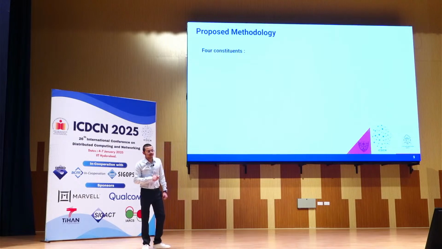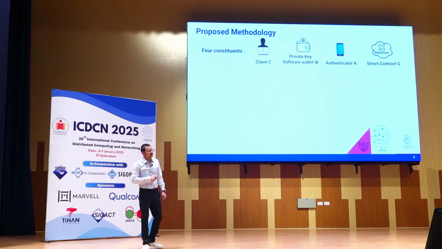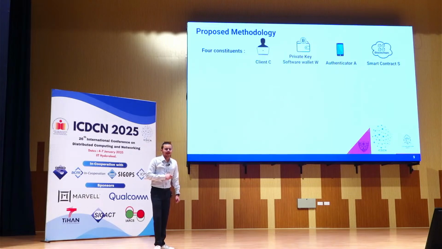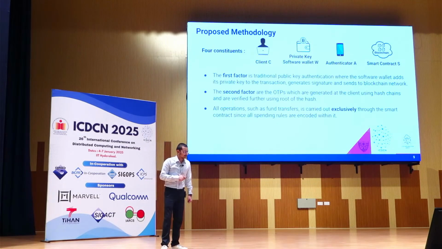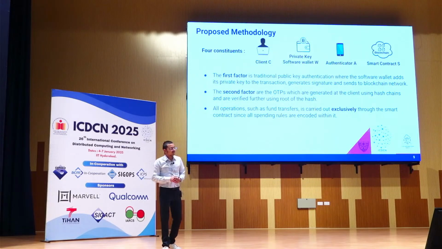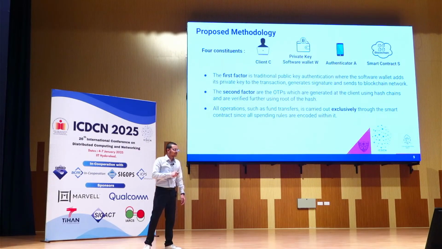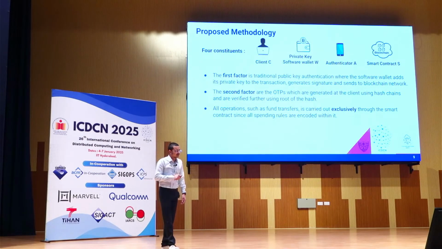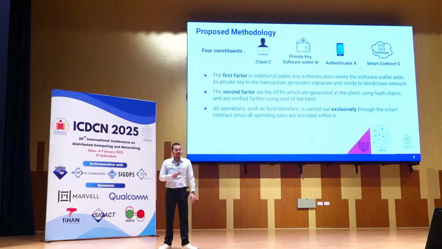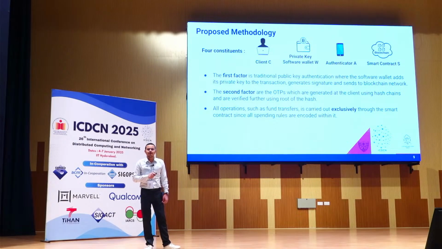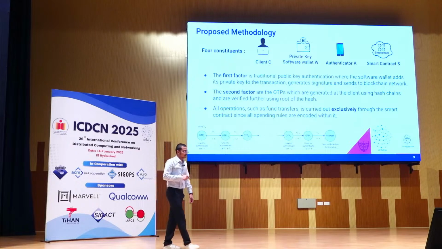So our entire methodology consists of 4 constituents: the client, the private key software wallet, the authenticator, and the smart contract on the blockchain. The first factor is the traditional public key authentication, in which I discussed the digital signatures. The second factor is the OTP, which we are generating using hash chains. Consider that all these fund transfers are conducted exclusively through the smart contract, in which the spending rules are encoded. So you can see the hash chain here.